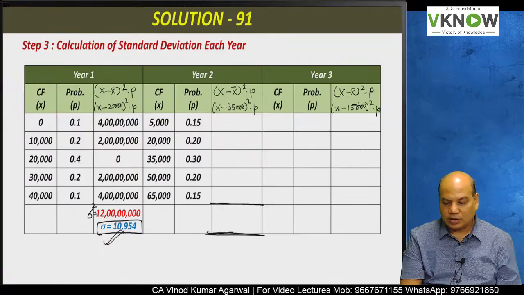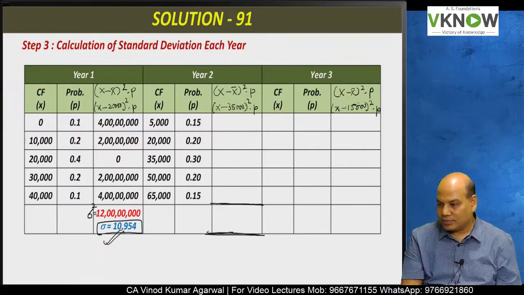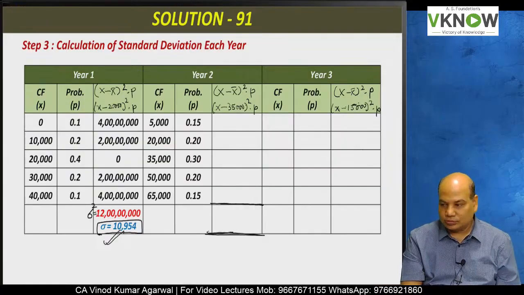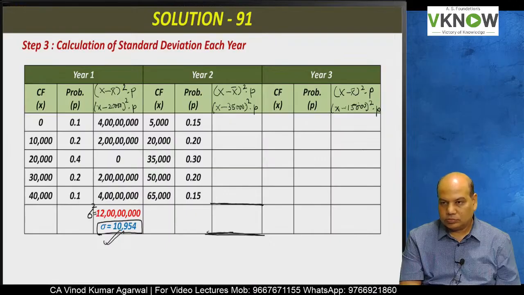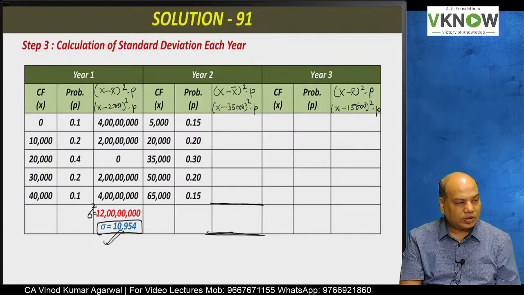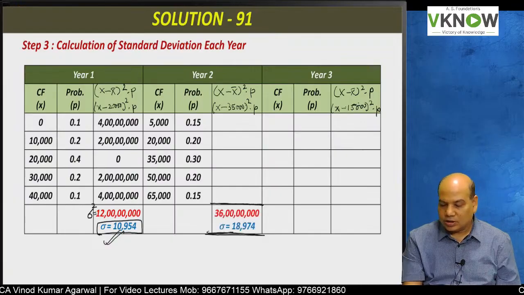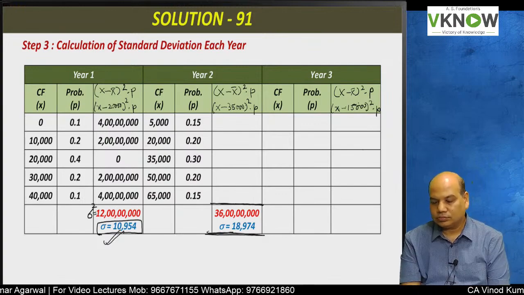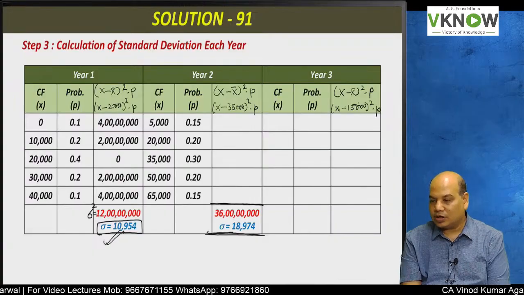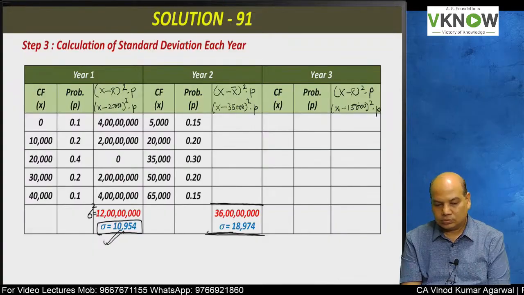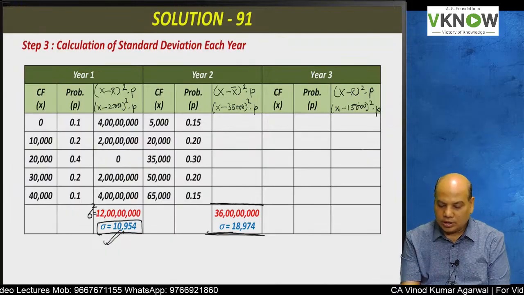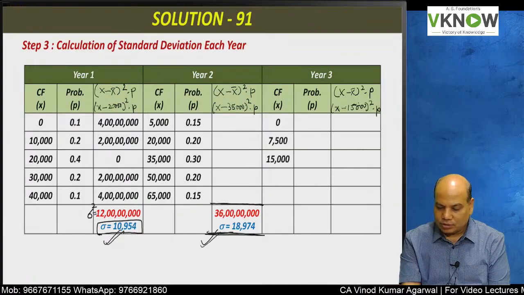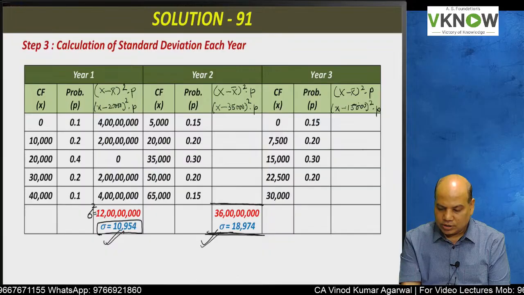5,000 minus 35,000 squared into 0.15. 20,000 minus 35,000 squared into 0.2. What is the total? Check the answer: total is 36 crore. Anybody for 36 crore? Then write down 18,974 as the standard deviation. Take the square root and you will get the standard deviation.